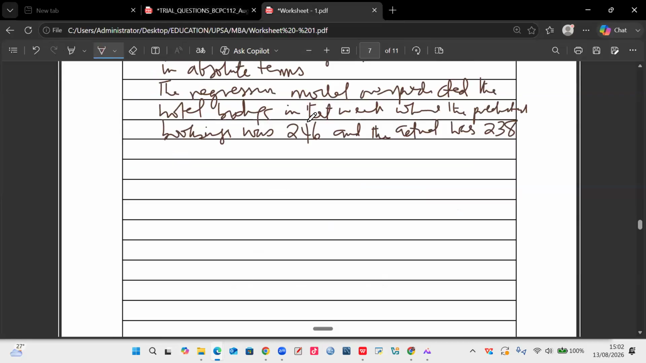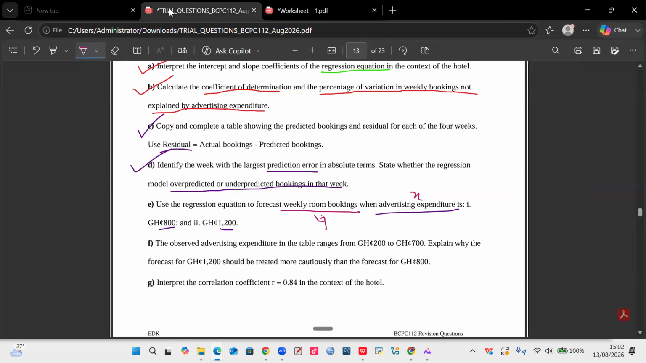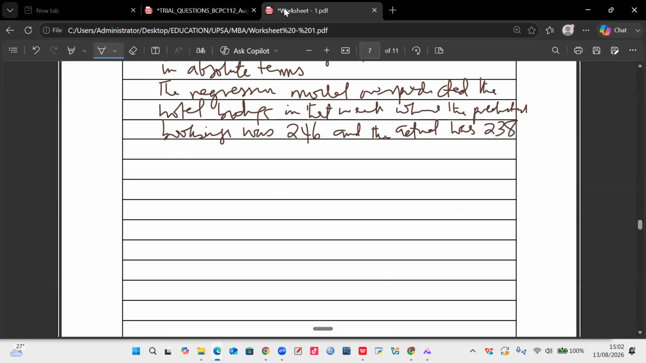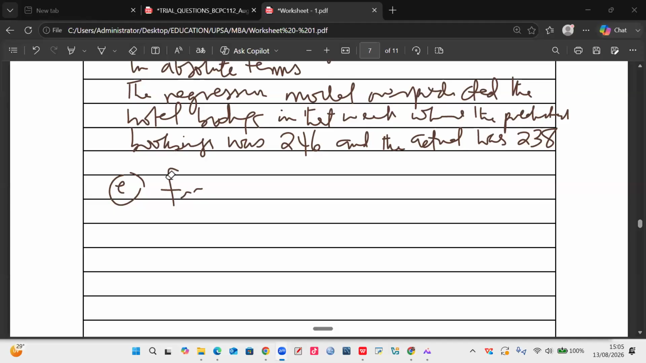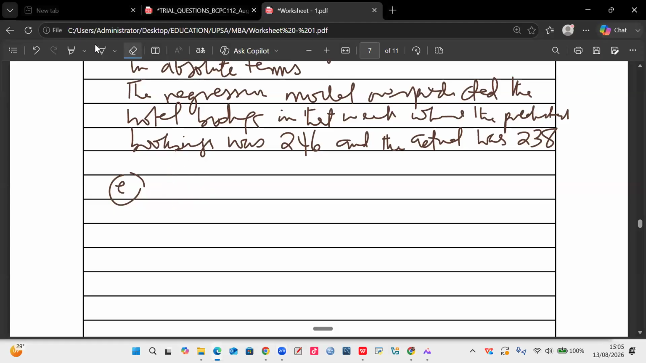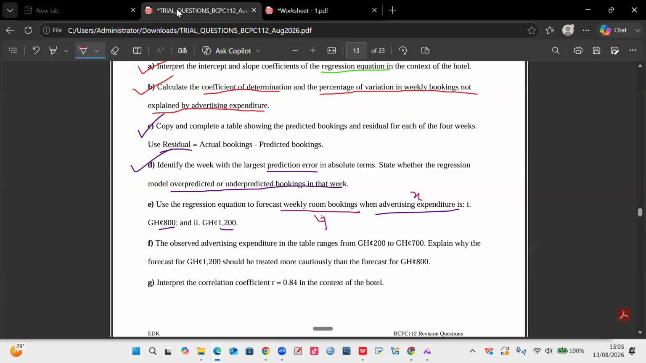Forecasting weekly room bookings. So which question is this? Question E. A moment, let me clean my screen. Okay, let's continue. You're on E.